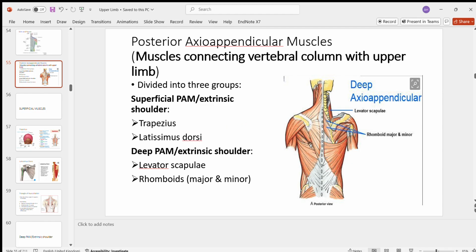This side shows the superficial muscles which are the trapezius and the latissimus dorsi. And when these two muscles are removed, we see the deep muscles of the posterior axio-appendicular region, which are the levator scapulae and the rhomboids, rhomboid minor and rhomboid major. So basically these five muscles constitute the posterior axio-appendicular muscles, also called the muscles connecting this vertebral column with the upper limb. So we'll discuss these muscles one by one.